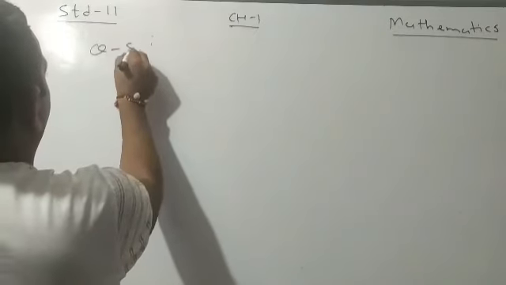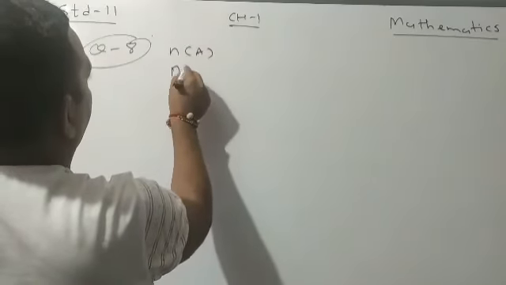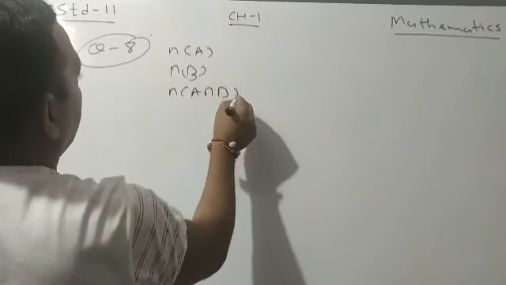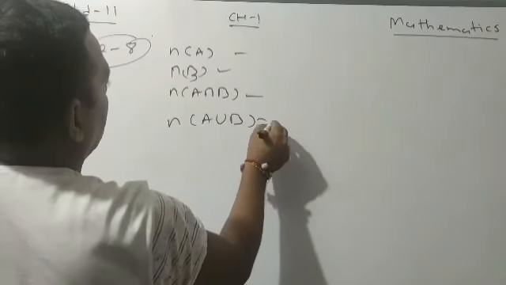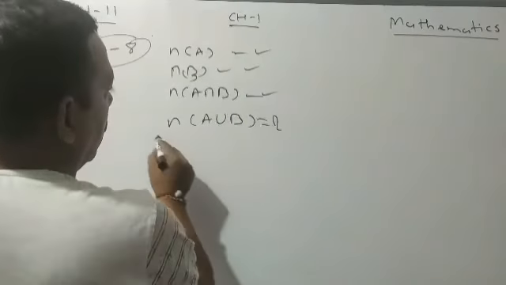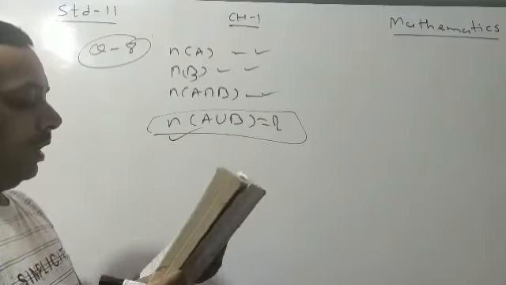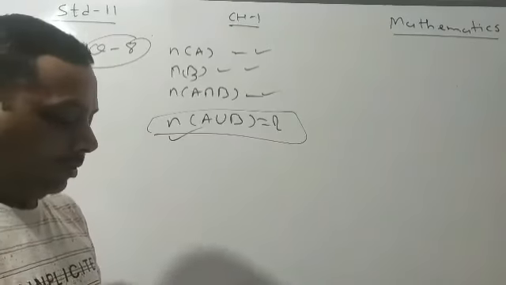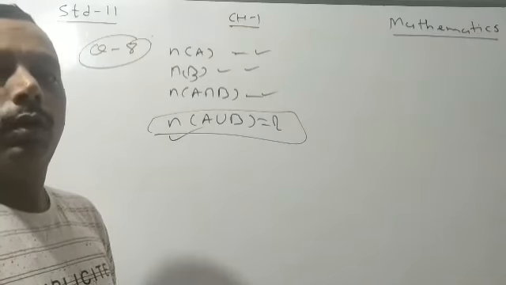See, question number 8 contains N of A Spanish, N of B French, N of A intersection B. These three are known. Only N of A union B is the question mark. You have to substitute the 1, 2, 3 values in the formula of A union B. You will get the answer of the last question, that is how many speak at least one of these two languages. So this exercise is word problems and you have to remember only the formula.